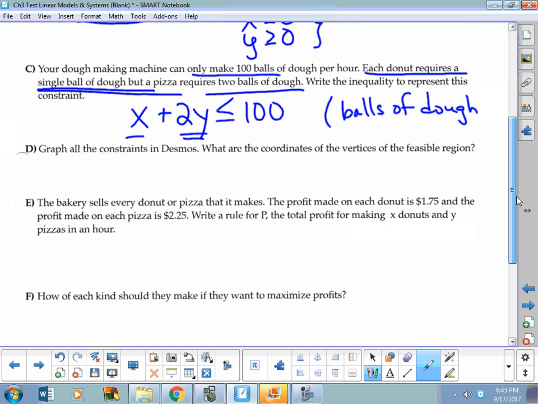Now we graph all this in Desmos. What are the coordinates of the vertices of the feasible region? Well, what are we graphing? Okay, so what equations are we graphing? Go to Desmos. You're definitely going to put that one in.